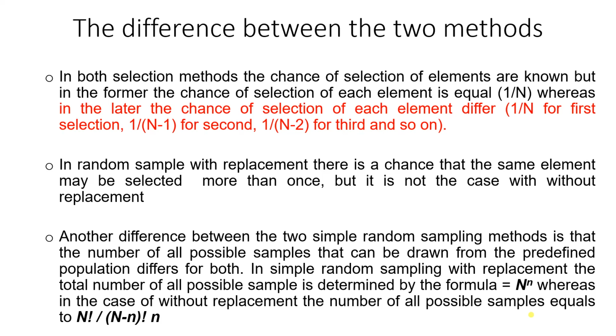But if you go by the theories of statistics, then in both conditions the probability of any unit being included in the sample is equal. It is always 1 by N. It is not 1 by N minus 1 in the second step and 1 by N minus 2 in the third step. You can Google and see the proof. So it has been theoretically proven that even in simple random sampling without replacement, the probability of being included is equal.